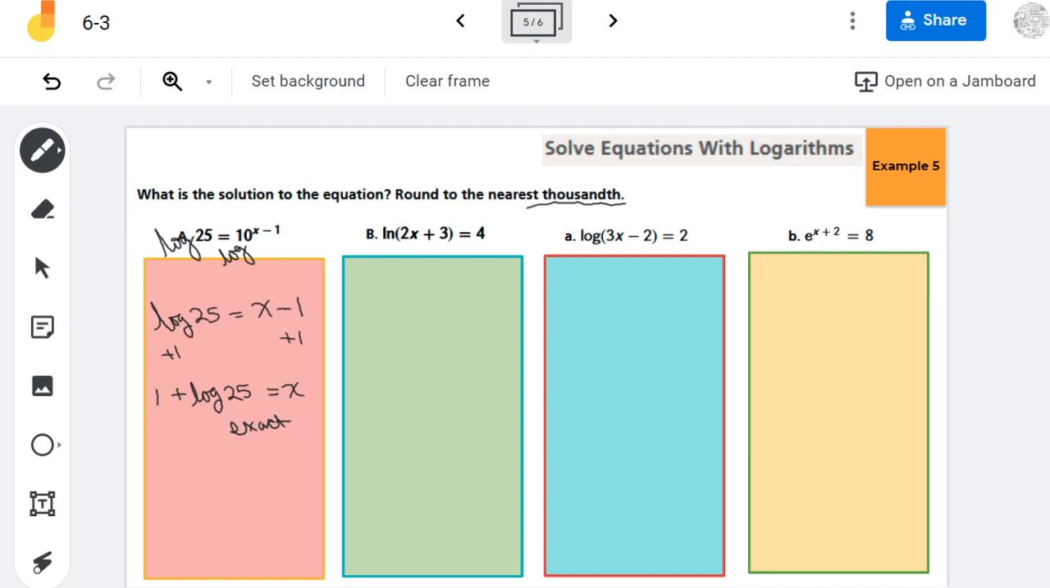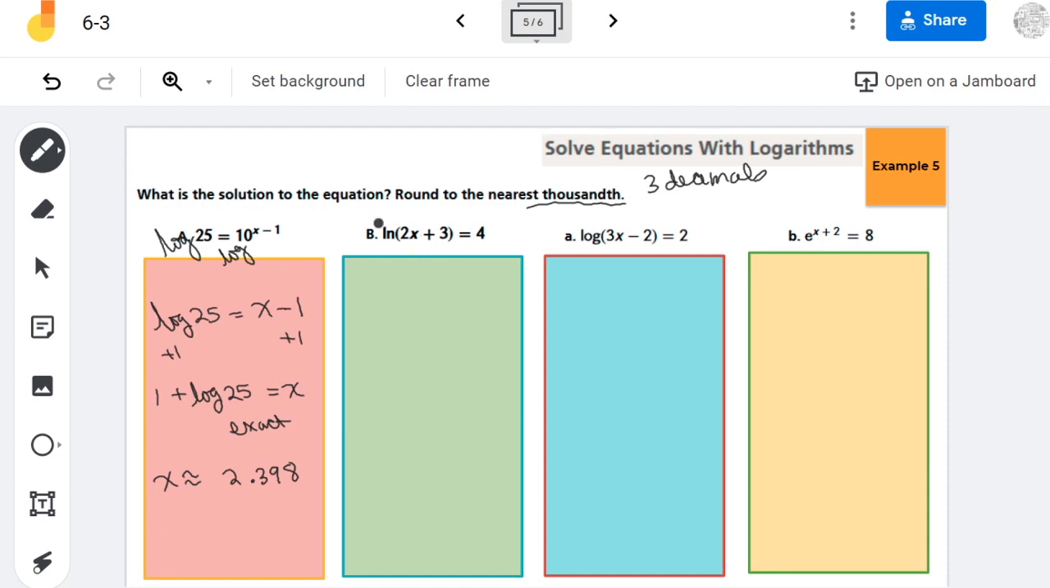Notice that that logarithm can't be broken down into an exact answer. If that had been like the log of 100, then I would have needed to simplify the logarithm. So now to approximate the answer, I'm going to find that logarithm of 25 first, and then add 1 to it. And so my answer for this, to the nearest thousandth, which is 3 decimals, just so you know, I'm going to get x is approximately 2.398. So these are our two solutions.